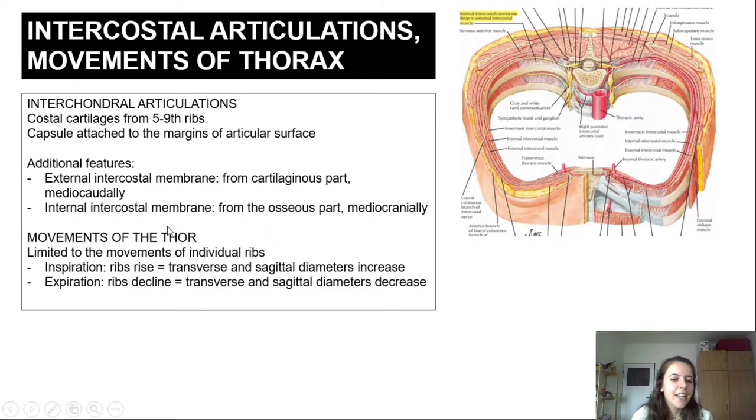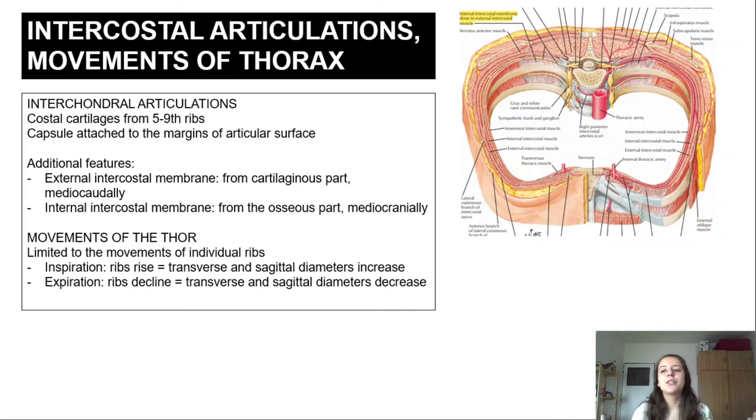Movements of the thorax. The movement is limited by the individual position and orientation of the ribs. There are two basic movements that are also important when we talk about the muscles for respiration: inspiration and expiration. When we do inspiration, the ribs rise. That means that the transverse and the sagittal diameters are going to increase, leaving space for the growing of the lungs.